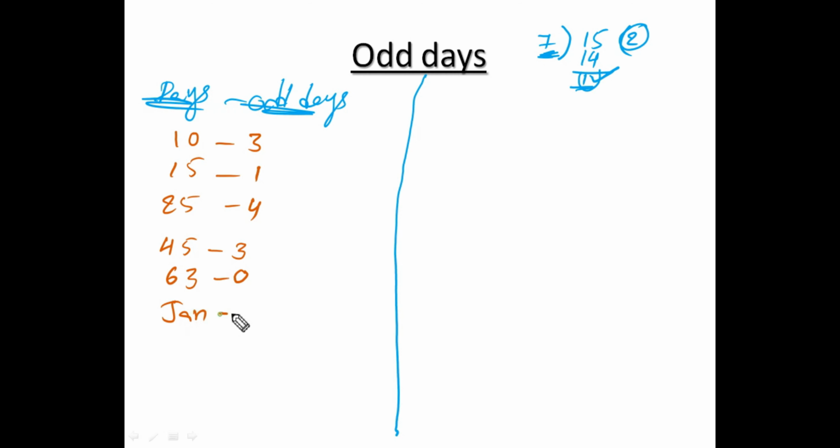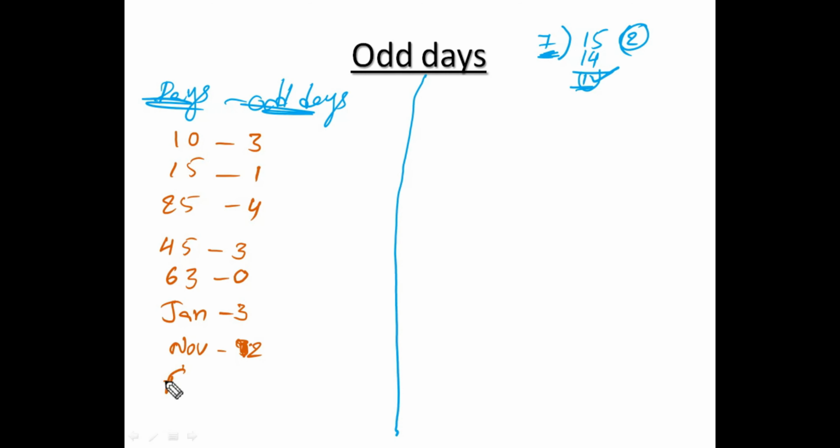January, how many odd days? Every January consists of 31 days. In 31 days, how many odd days will be there? 28 is exactly divisible by 7, remaining 3 days are odd days. November consists of how many odd days? November has only 30 days, so 2 odd days will be there.